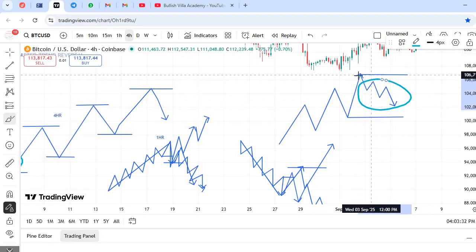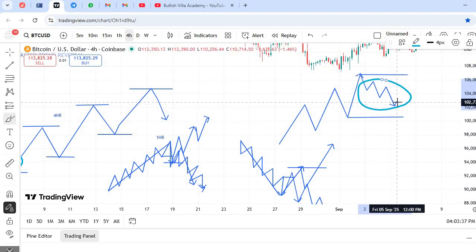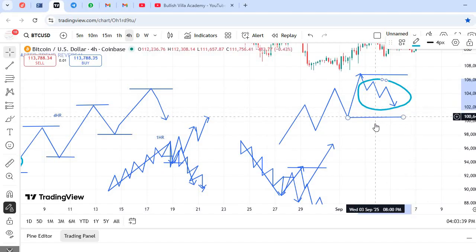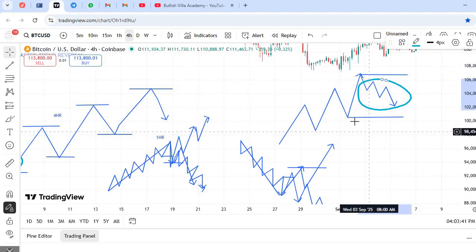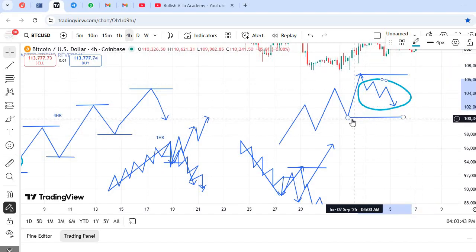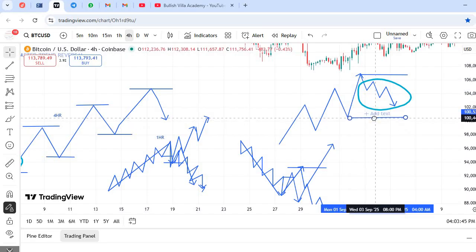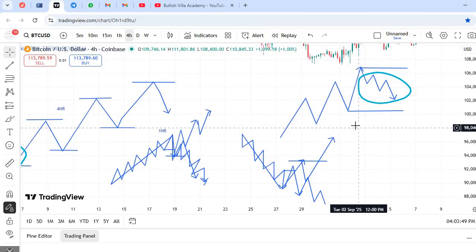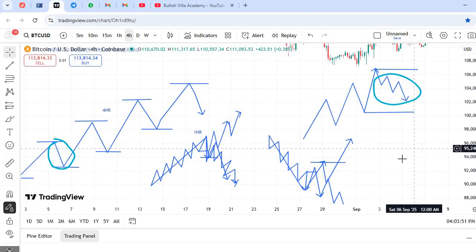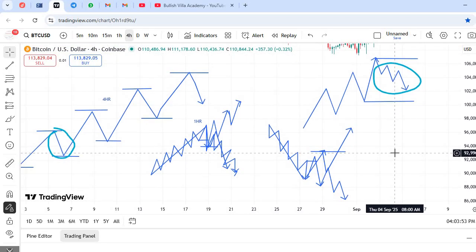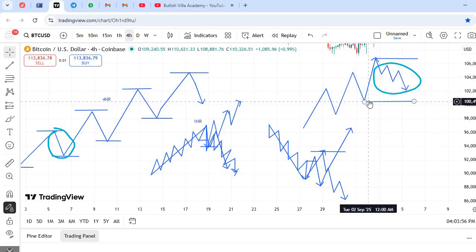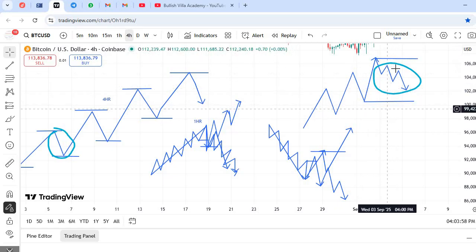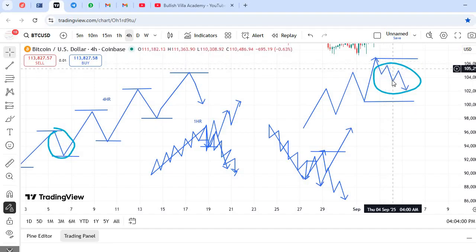Whatever is happening between this high and low is noise in the market. We are still in an uptrend in as much as this last low has not been taken out. Understand? In as much as this last low has not been taken out, we are still in a bullish trend. Please don't forget that. Whatever is happening in between is just correctional movements.